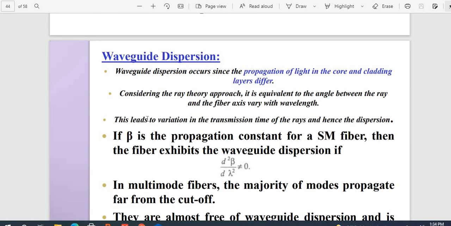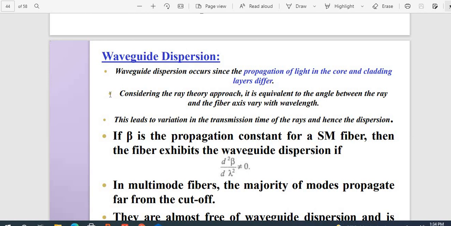What is waveguide dispersion? Waveguide dispersion occurs since the propagation of light in the core and cladding layers differs. Whenever we have a core and a cladding, the waves in the two layers are different. Because of this phenomenon we consider it waveguide dispersion.